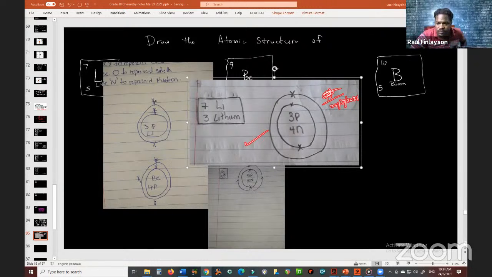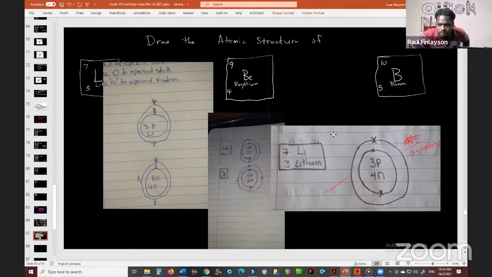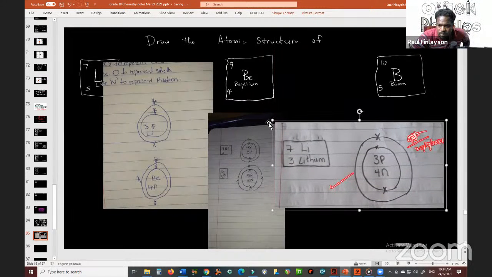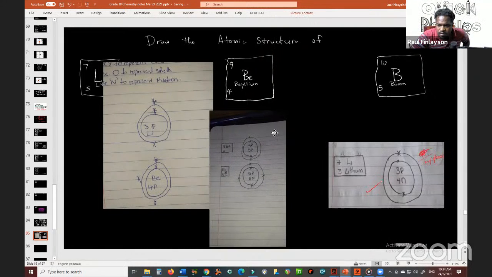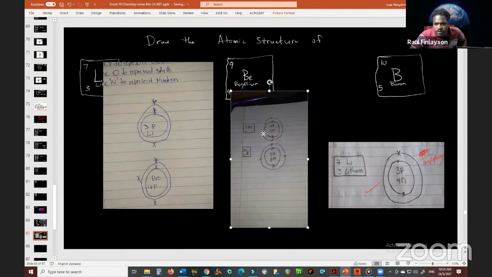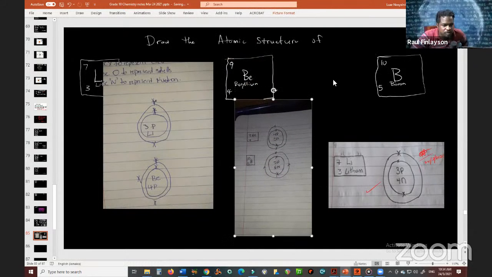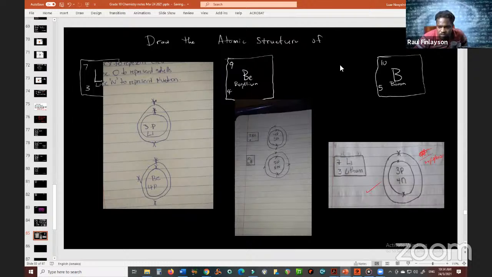All right. So you can get that out of the way. That's all lithium. All right. And let's look at the others. If that one is right, it's very likely that these will be right as well. So let's look at the boron.